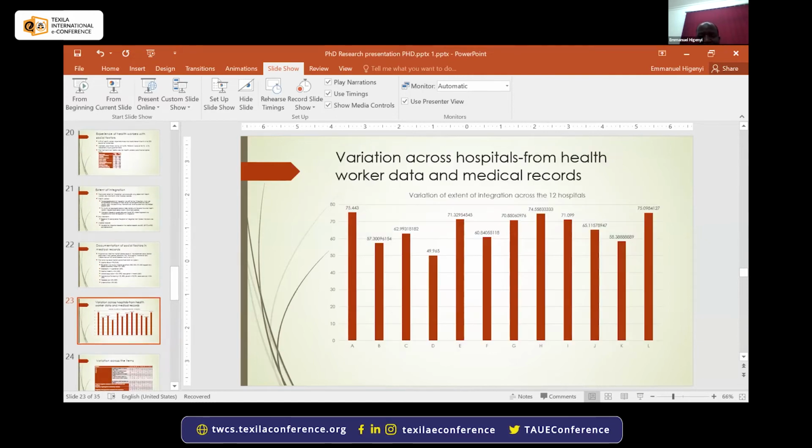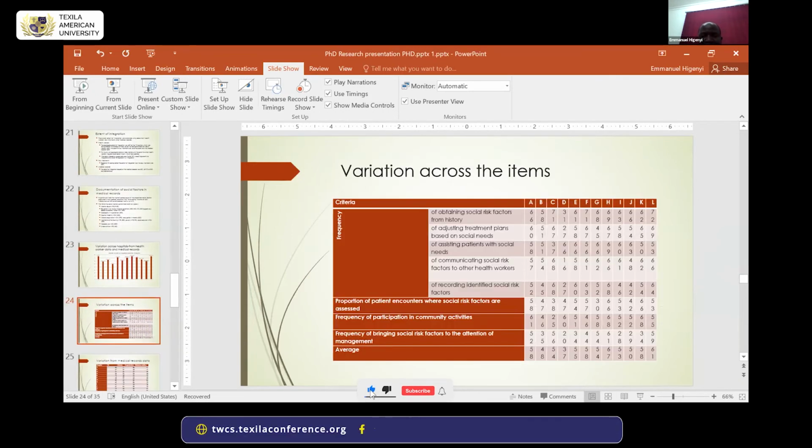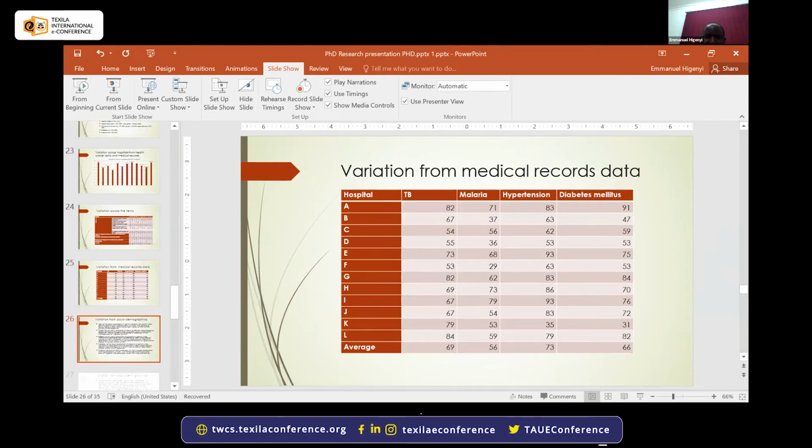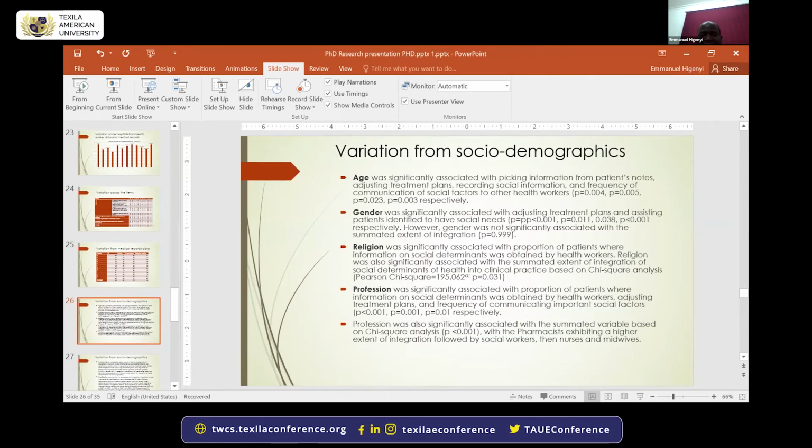So how did these vary across the health facilities? This chart here shows how the extent of integration varied across the facilities. We see that the lowest was about 50, the highest was about 76. And again, I also present variation across each of the items per hospital. And I also present variation across the medical conditions by hospital. And then I also present variation by social demographics.